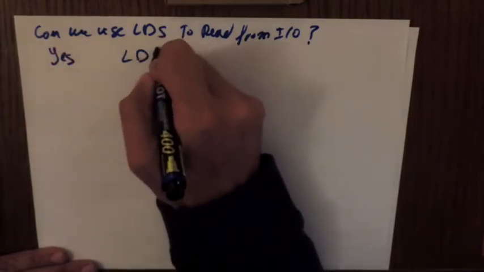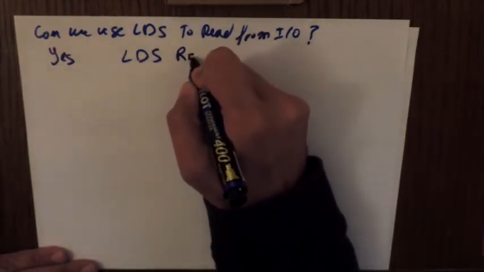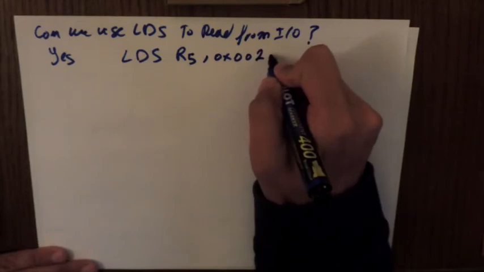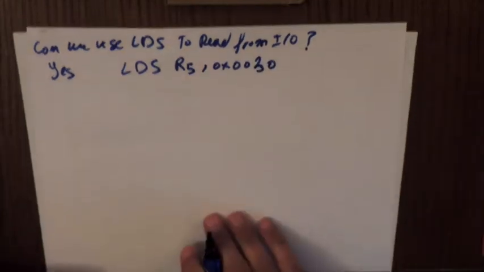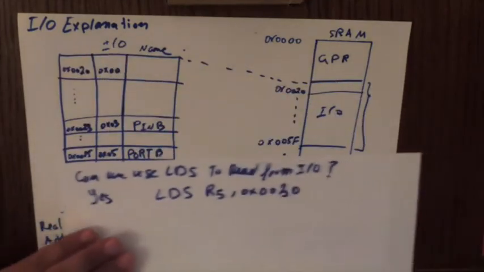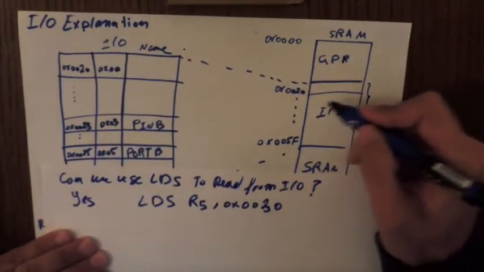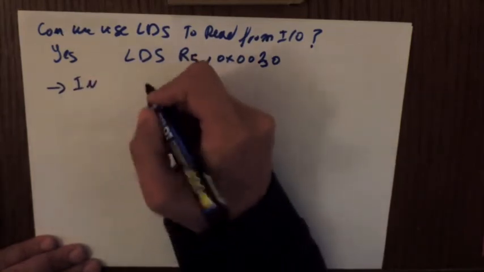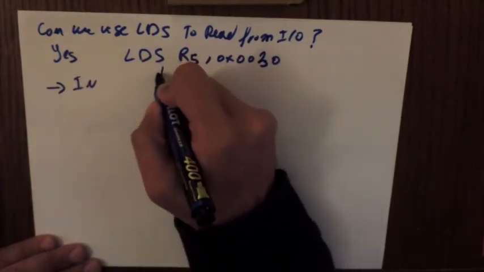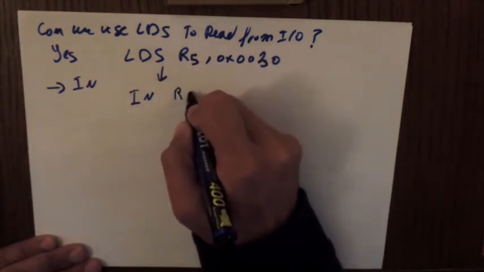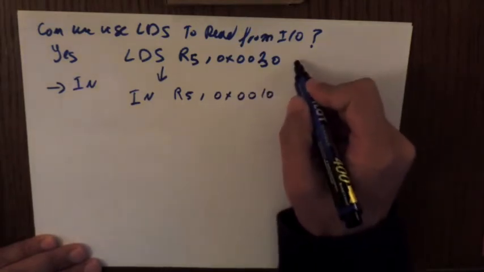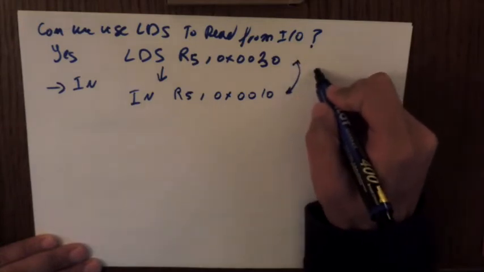We can use LDS R5, 0x30, for example. So we know that 0x30 is actually residing somewhere here. So we can read from the I/O using LDS. However, IN can be used also. So if I want to use this using IN, I simply say IN R5, 0x10. You notice these are the same.